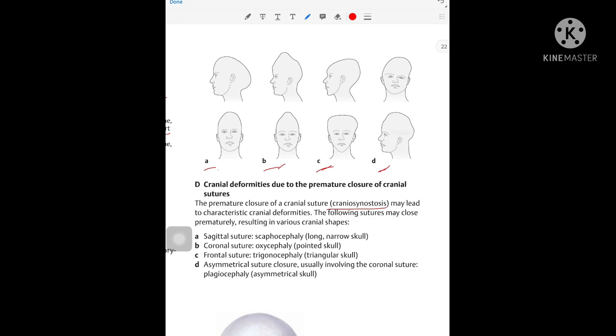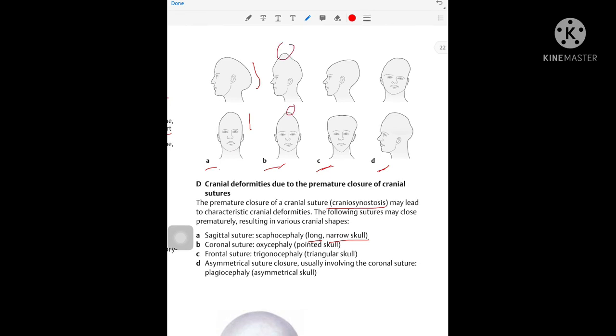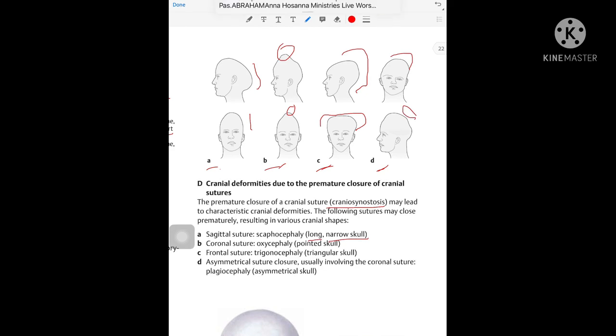The following sutures may close prematurely, resulting in various cranial shapes. In the sagittal suture, it causes scaphocephaly, a long and narrow skull. Coronal suture closure causes oxycephaly, a pointed skull. C is the frontal suture, causing trigonocephaly, a triangular skull. Asymmetrical suture closure usually involves the coronal suture. Plagiocephaly is asymmetric.